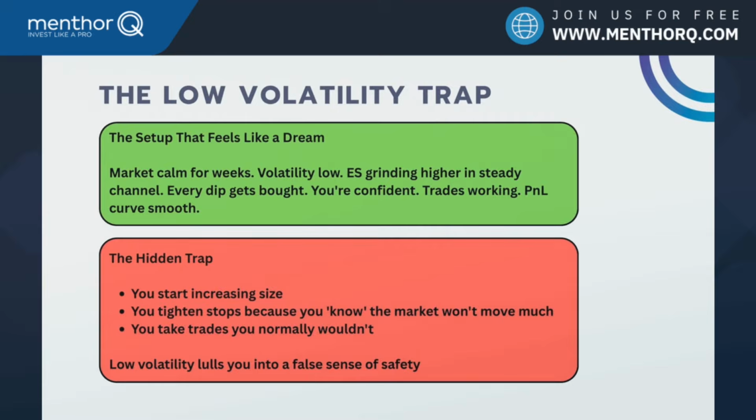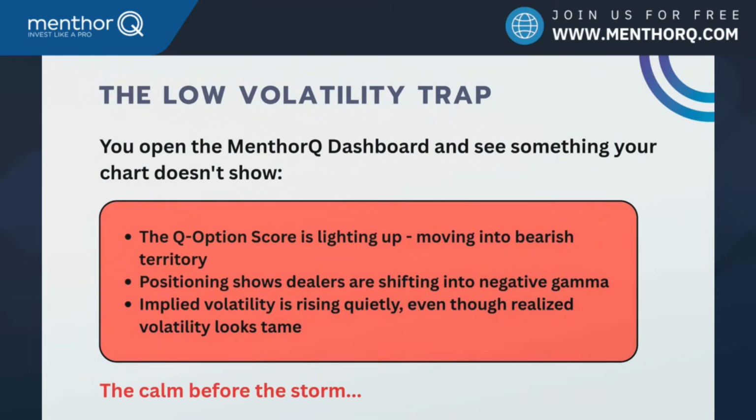But here's the trap. Low volatility kind of brings us sometimes a false sense of safety. So you start increasing size, you tighten stop because you know that the market won't move much, and you may even trade thinking that everything is easy, right? But the problem is that, let's say that now you open up the MenthorQ dashboard and you see something that the chart didn't show. The option score is lighting up, moving into a bearish territory. Positioning shows that dealers are shifting into negative gamma, and implied volatility is rising quietly, even though realized volatility on your charts looks the same.